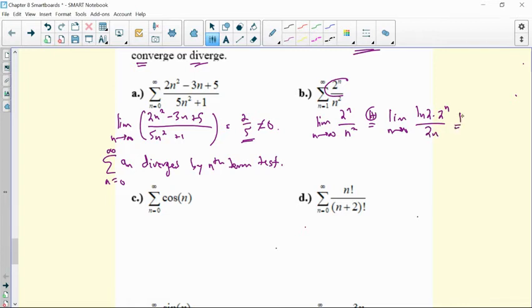So if you wanted one more L'Hopital, that's the limit as n goes to infinity of the natural log of 2 times the natural log of 2 times 2 to the n over 2. And now clearly that's going to equal infinity, right? Because of that guy right there. So we knew that the limit was equal to infinity. And notice that infinity is not zero, right? So again, we can use the exact same conclusion that the series diverges by the nth term test.